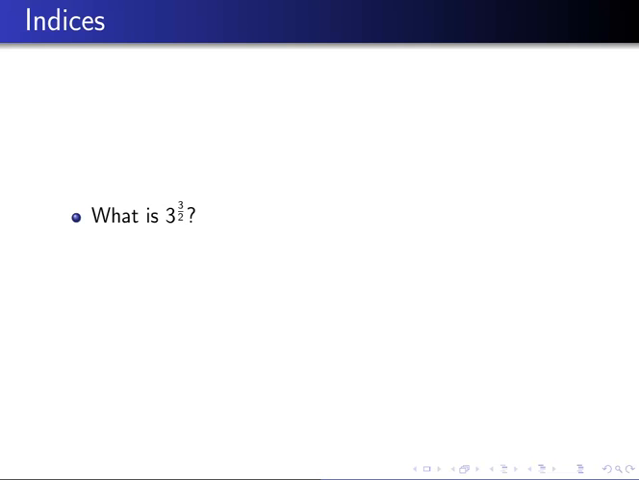What is 3 to the power of 3 over 2? Well, that just means that you cube the number and then take its square root. So 3, 9, 27 from 3 cubed, so the square root of 27.